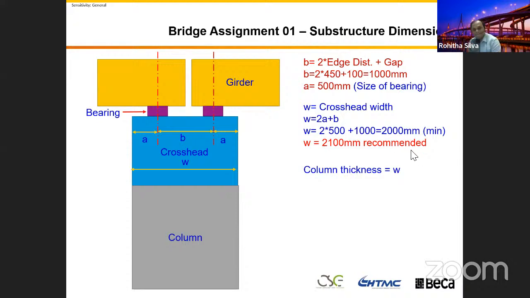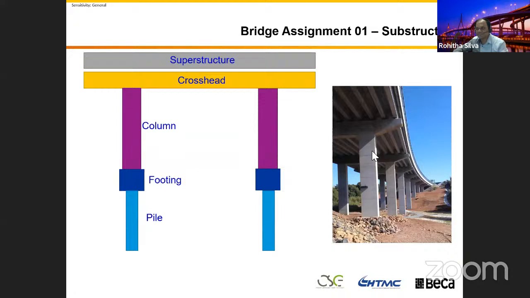2A plus B, 2 meters. So then you know the width of the crosshead. When you are working with architects, they don't let you reduce the width of this column in here. They don't like it. They want flush surfaces. They want really flush. They don't like kinked surfaces.